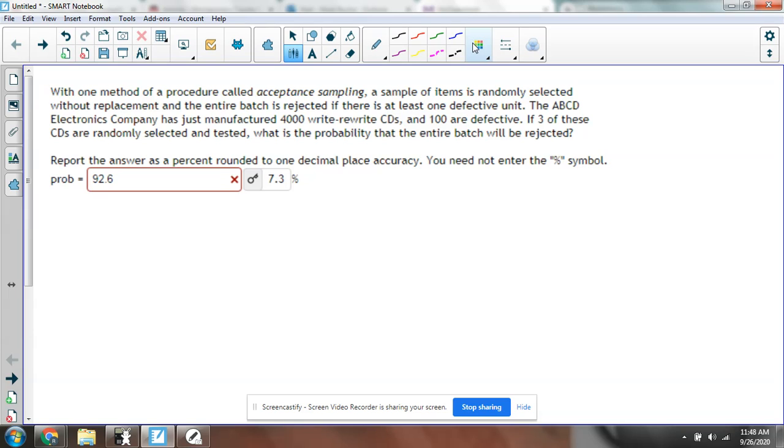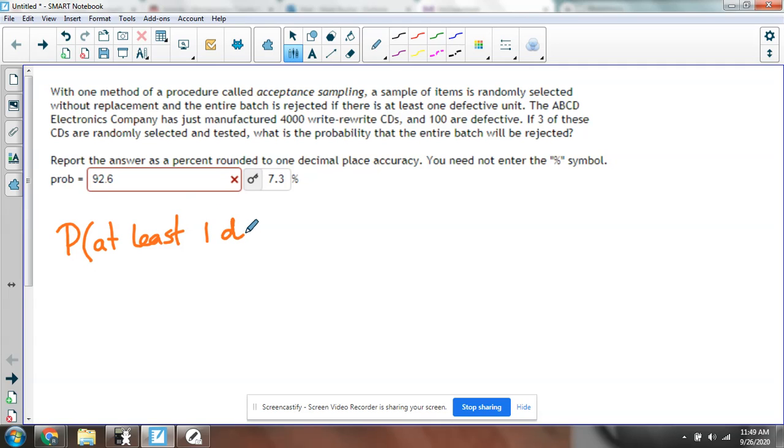So then it says, yada, yada. So I see here you have the answer close. I think you found the complement. You should have subtracted that from 100 to get the correct answer. I'm going to show you how we do that real quick. So this is saying, what's the chance the entire batch will be rejected? The entire batch is rejected if there's at least one defect.